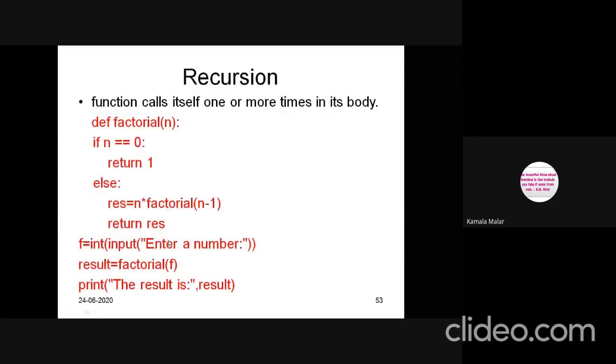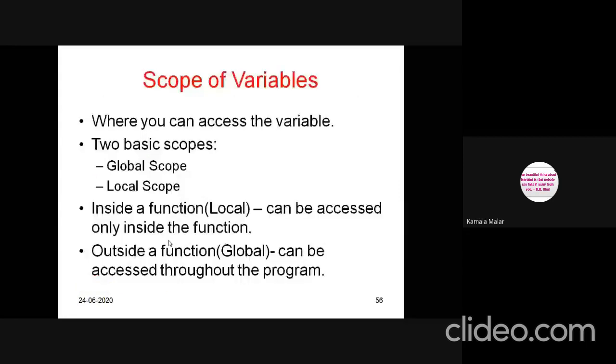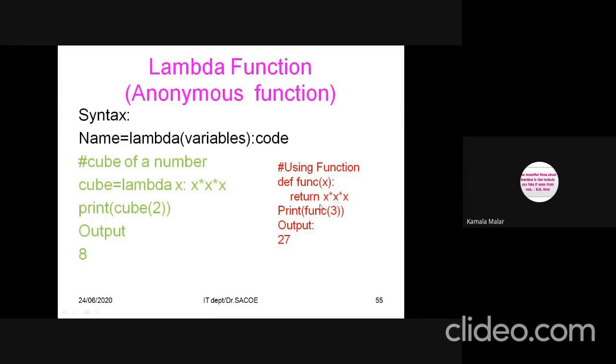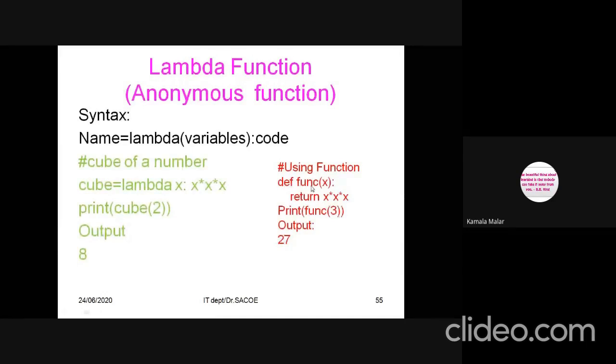Last one is lambda function. Lambda function is also known as an anonymous function. It is a one-line function. Some one-line shortened user-defined functions can be written in short representation using the lambda function. For example, if you want to calculate the cube of a number, we put the function definition def followed by the function name, we pass the argument, then we type the return value and all.